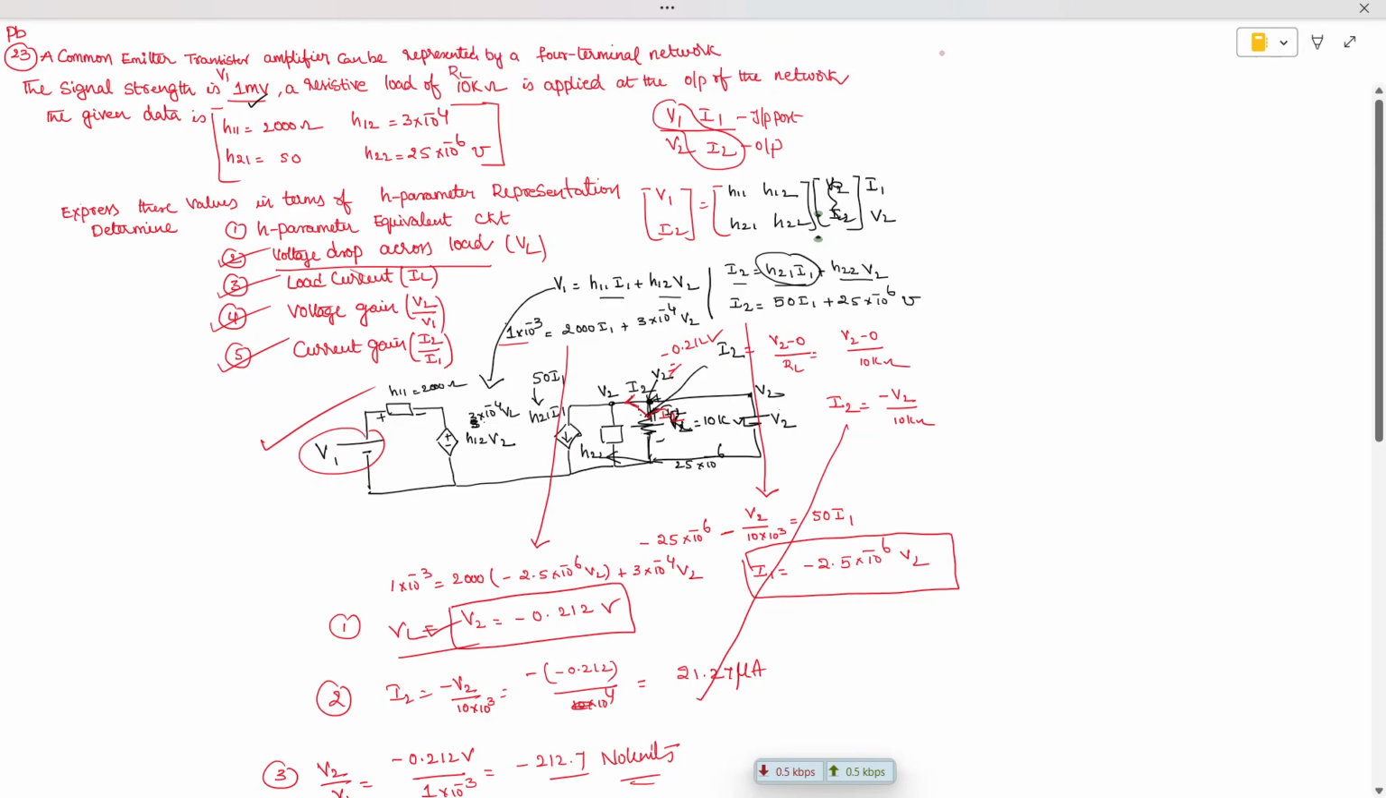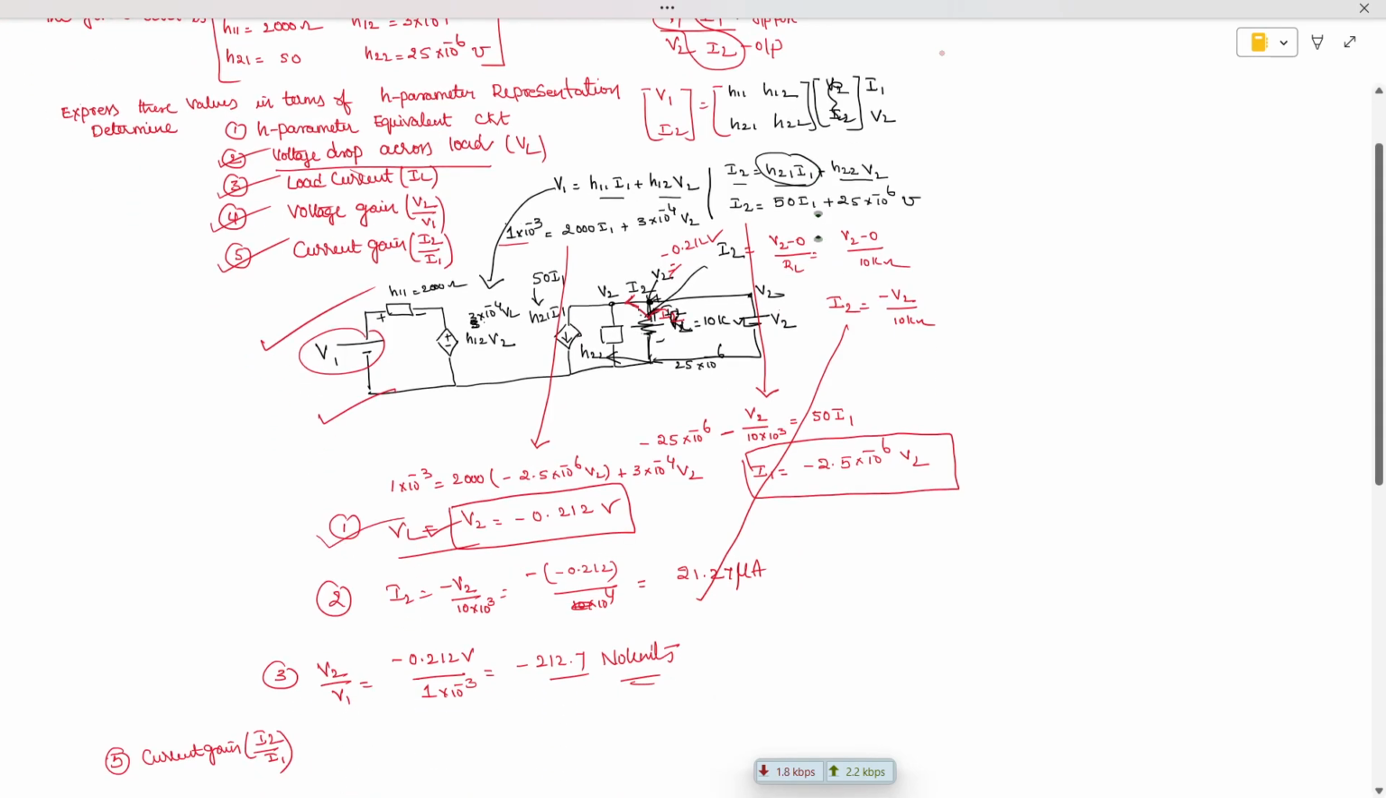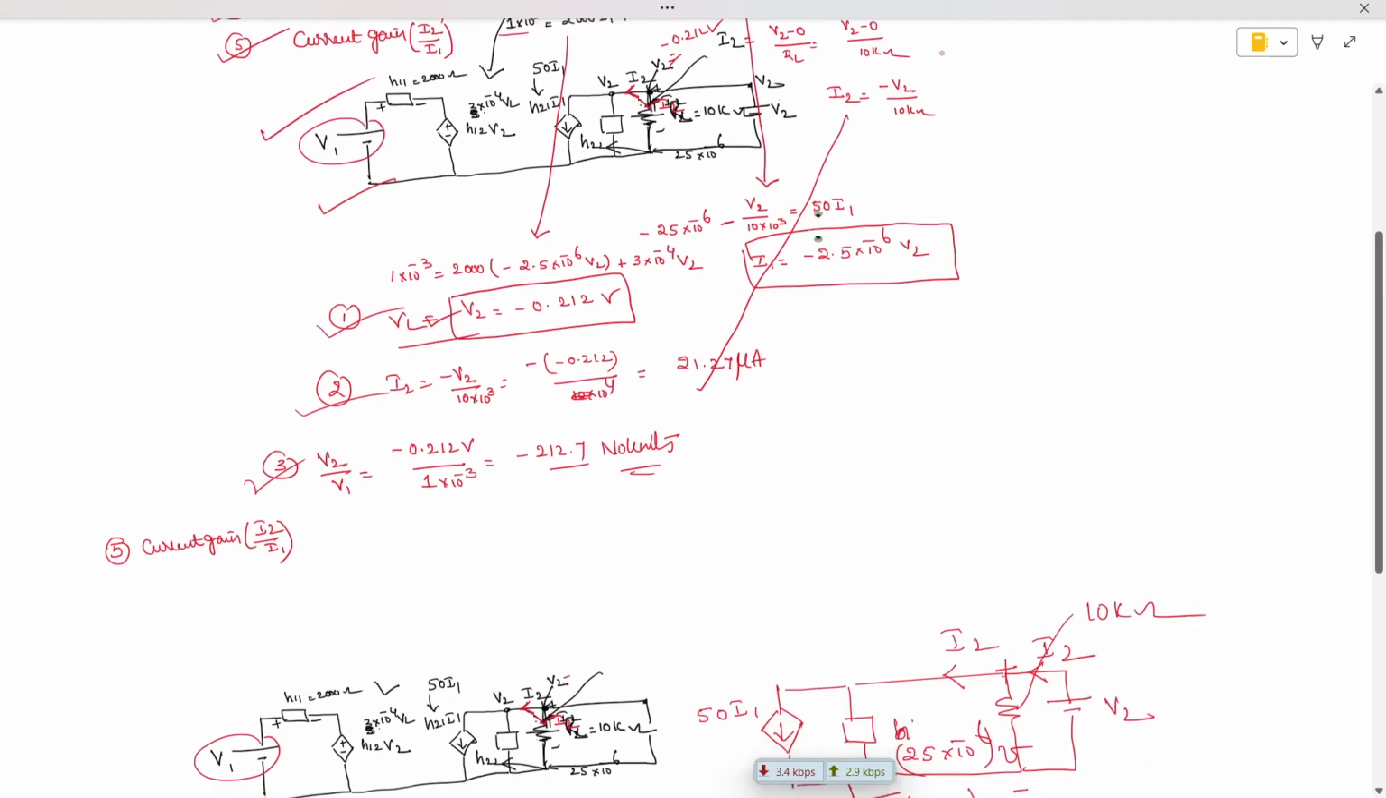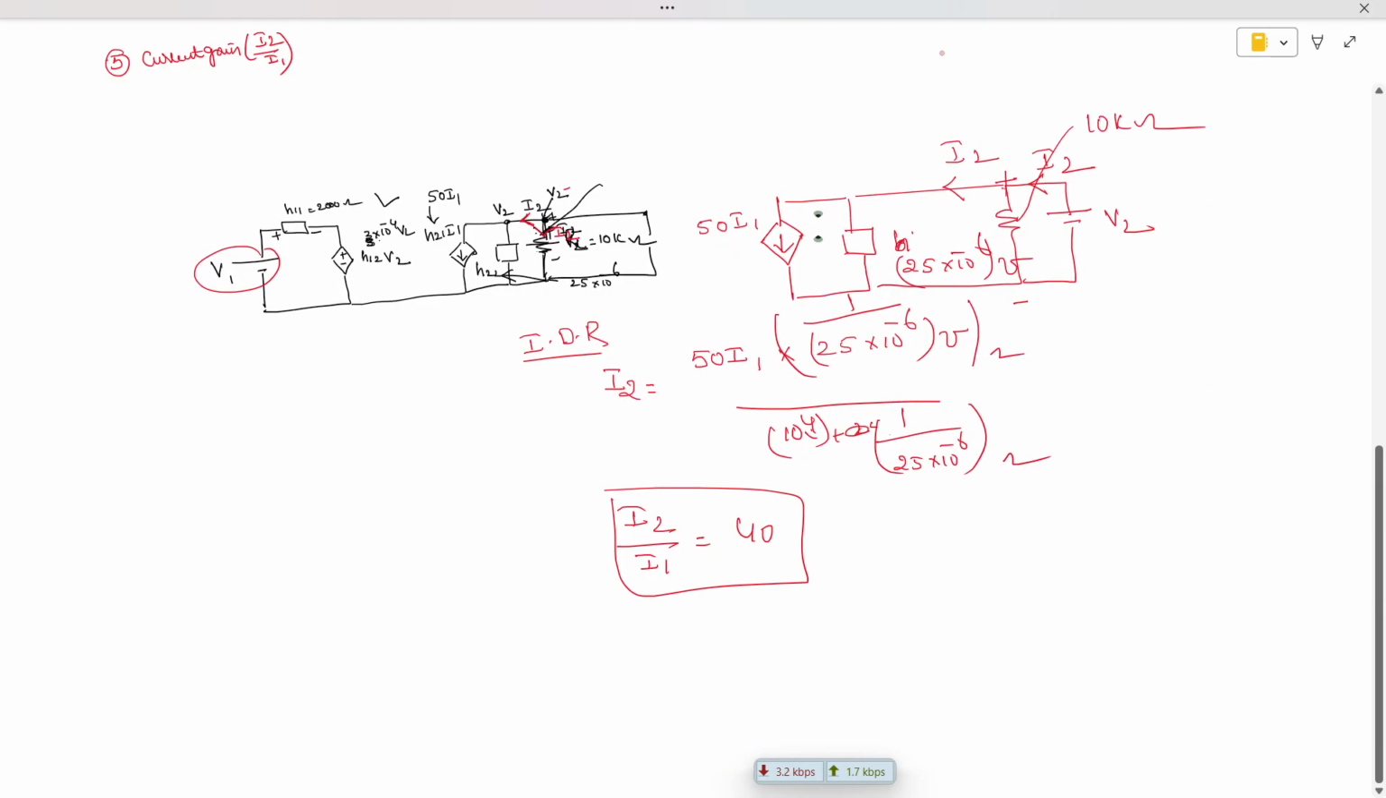If you want to revise, you can see here all the h parameters are given. We have to draw the equivalent circuit. We have to find the voltage drop. We have to find the current across the load, and the voltage gain and current gain at different points. So what is the unit for this? No units. Voltage by voltage, current by current, no units.